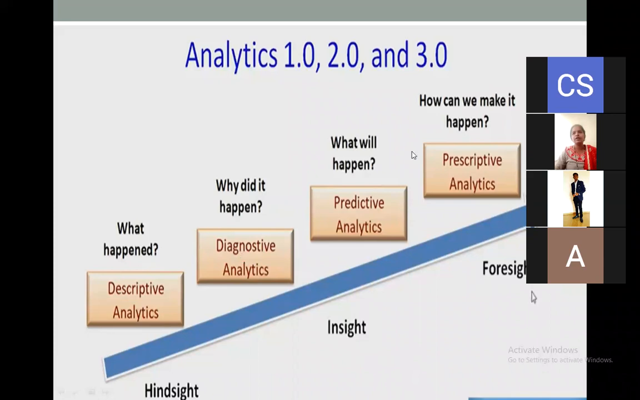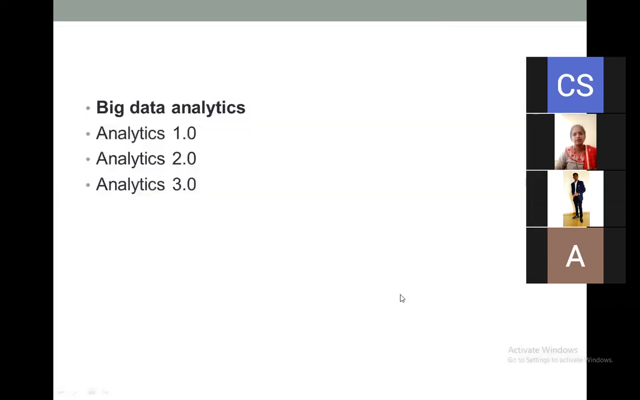Then moving to the next part, that is predictive analytics. What will happen? Predictive means, in the future, what will happen. Then prescriptive analytics means how can we make it happen? These are the different types of analytics, and we are going to categorize them into analytics 1.0, 2.0, and 3.0.